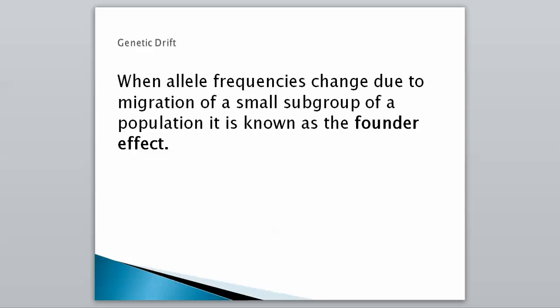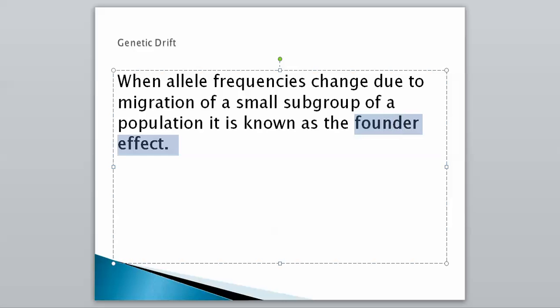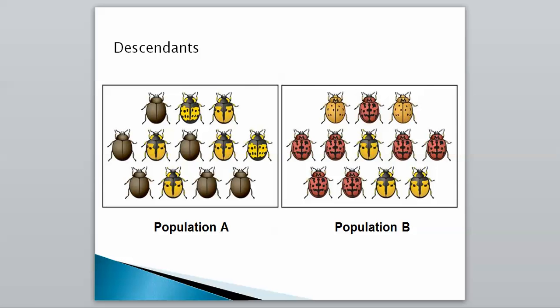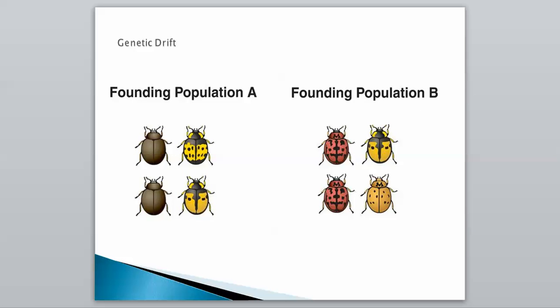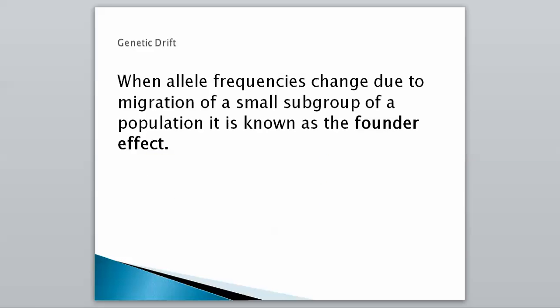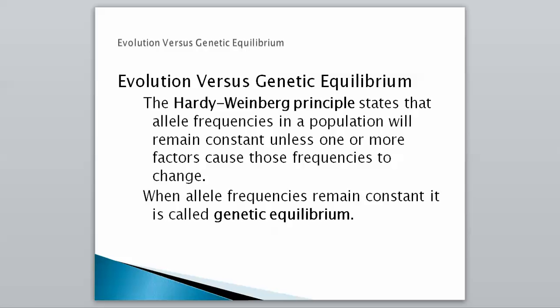When the allele frequencies change due to that migration, that movement of a small group, it is known as the founder effect. This is an important term that goes right along with genetic drift. Since these 8 total beetles are the founders for their population, the population is going to look more like them than any other, so that is called our founder effect. That is how genetic drift plays a role in changing the allele frequencies. Now we're going to look at evolution versus what is known as genetic equilibrium.